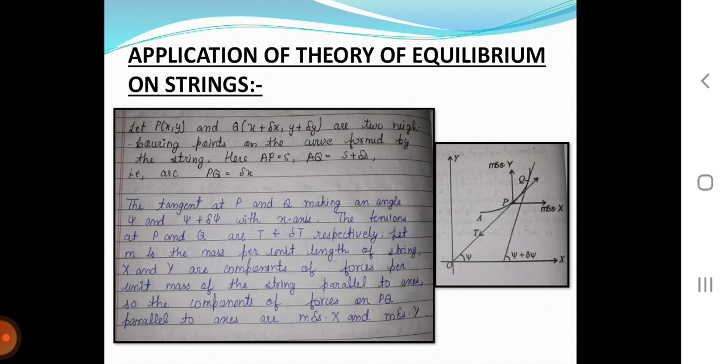Let M be the mass per unit length of the string. Here X and Y are the components of forces per unit mass of the string parallel to the axes. So the components of forces on PQ parallel to the axes are M del s X and M del s Y.